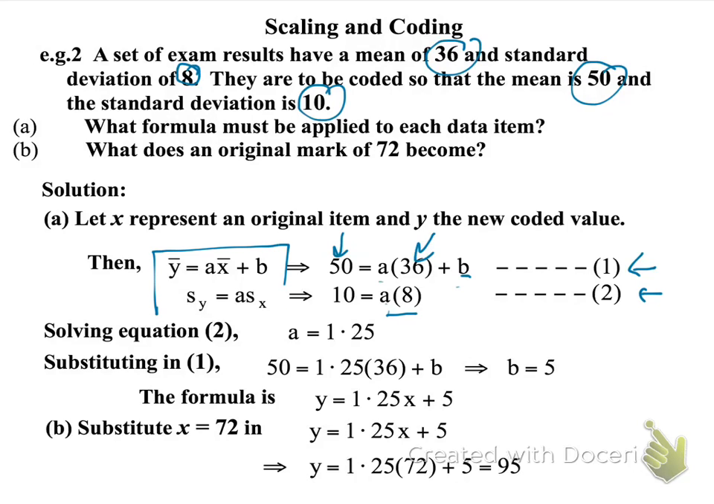Over here, in fact, they've got a nice little summary of how the mean x bar changes to the new mean y bar, and the standard deviation of x is transformed to a standard deviation of sample y. Now we can solve this simultaneously, and it gives us a equals 1.25, b equals 5, and we can therefore write our formula. Now if the original mark is 72, we can simply substitute that into the formula, and out comes 95.